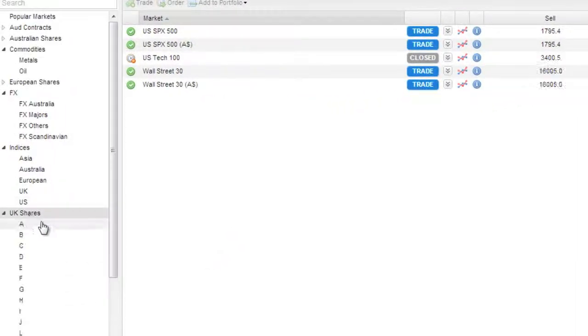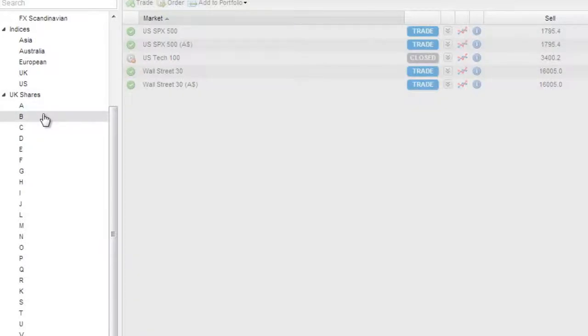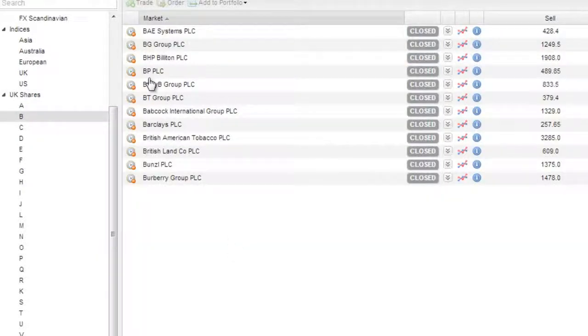Just getting down to our last two here, we've got UK shares, and there's a big list A to Z there. If we have a look, let's just hit the B's for instance. Market again closed at the moment, but you can see BHP Billiton, that's able to be traded once the UK market becomes live. BP, BAE Systems is Barclays, some very well-known shares over there in the UK. They're tradable once the market comes live as well.